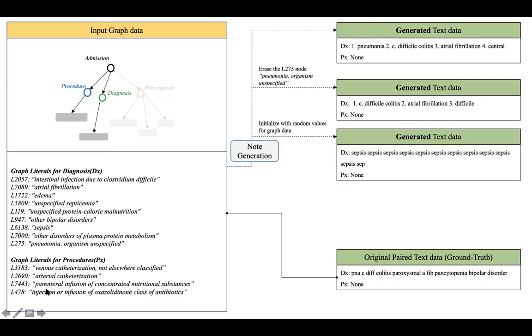그다음 parenteral infusion of concentrated nutritional substance. Not sure what parenteral infusion is. This is basically you're inserting nutritious material into the patient because the patient can't eat or whatever. And injection or infusion of oxazolidinone class. This is just simply inserting antibiotics.